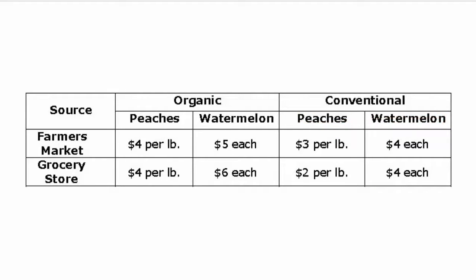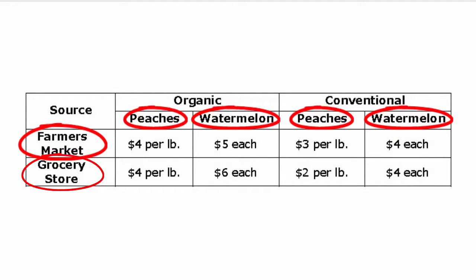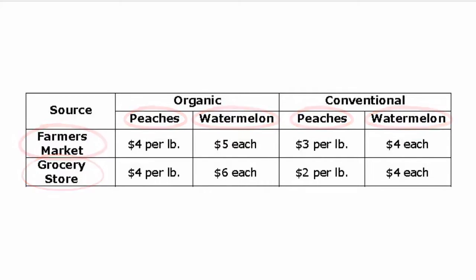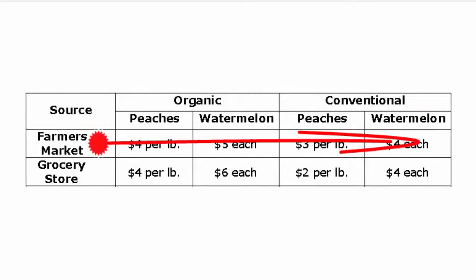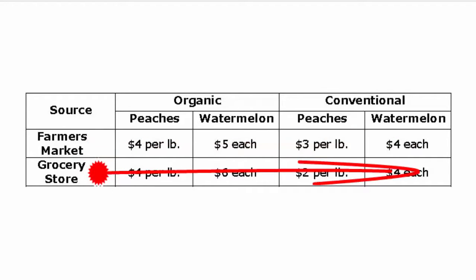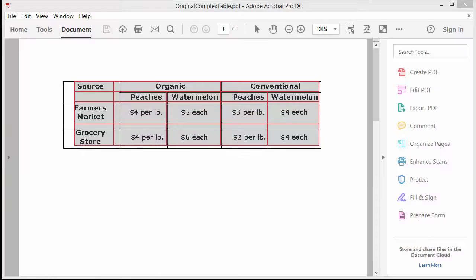We also have 6 header cells that are unambiguous visually, but we still need to define each one's scope for software: 2 column headers that read Organic, 2 column headers that read Conventional, and 2 row headers, Farmer's Market and Grocery Store. We will start with the first cell in the table, Source.